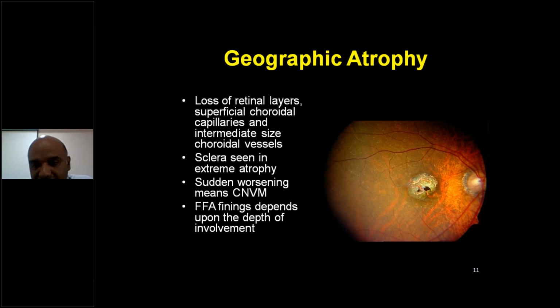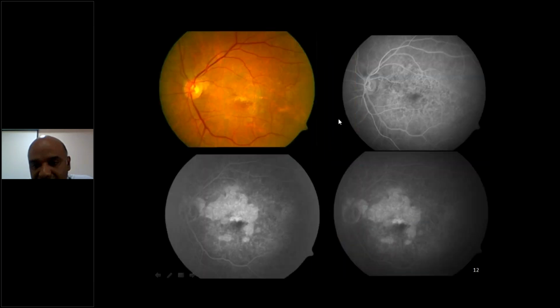So FFA findings usually depend upon the depth of the involvement. If you see this particular picture, you can see here this fundus picture is showing some lesion in this particular area, but when you do an FFA over a period of time, you can see a lot of hyperfluorescent area just below the macular area or just below the retina. So that indicates that that much amount of pigment epithelium is damaged, or probably there is a leak in that particular area.